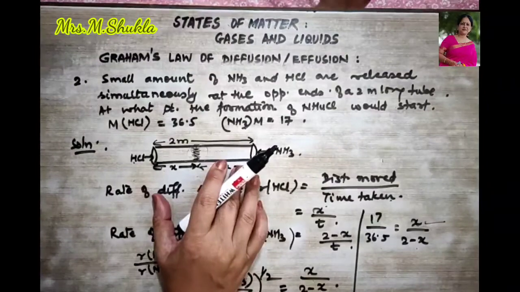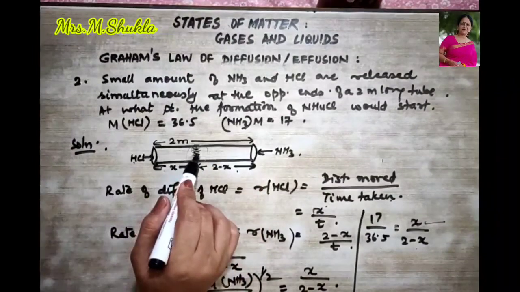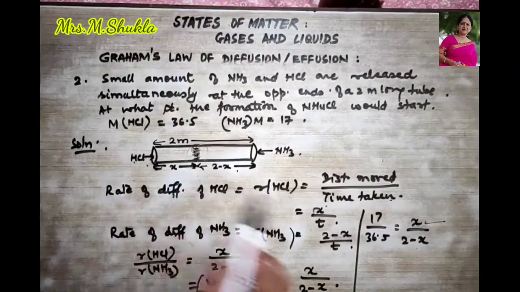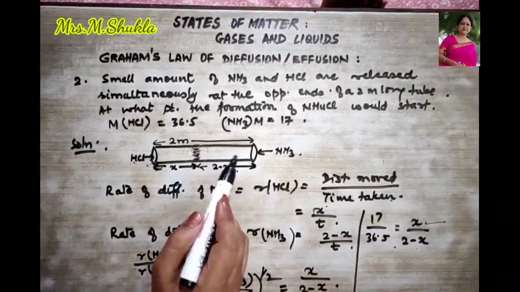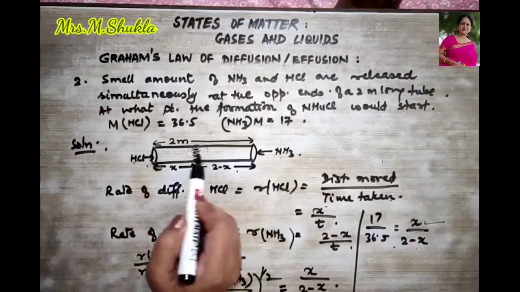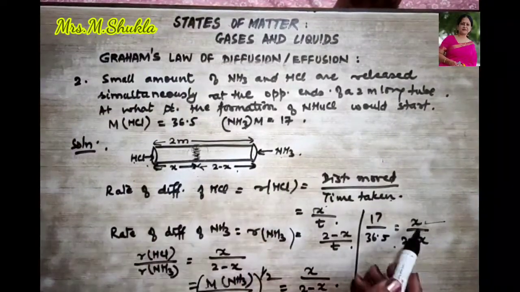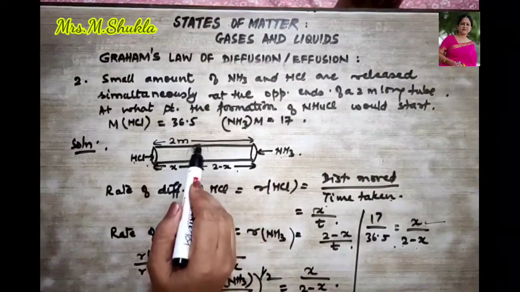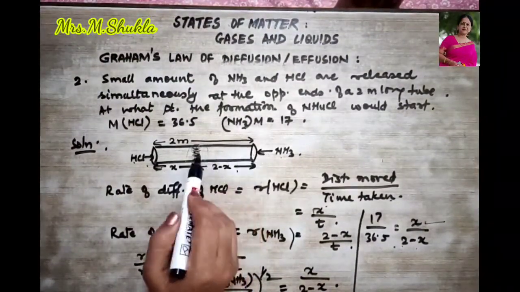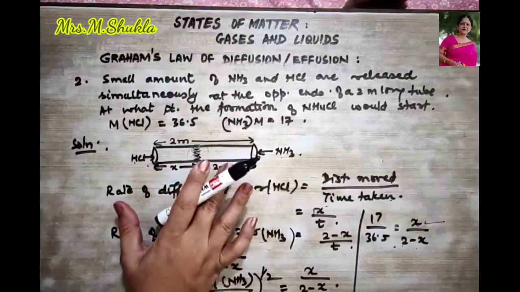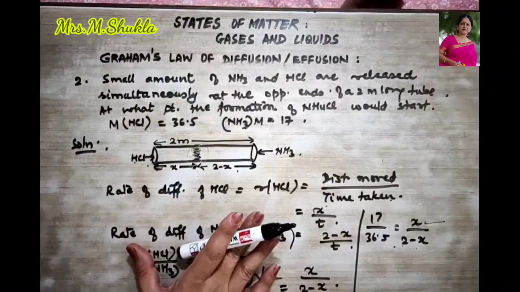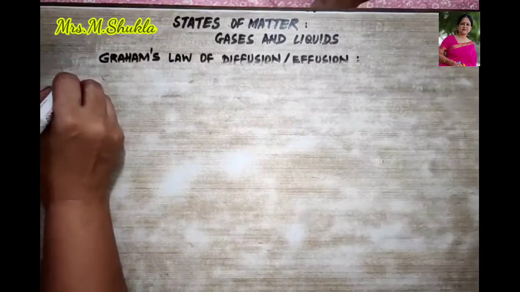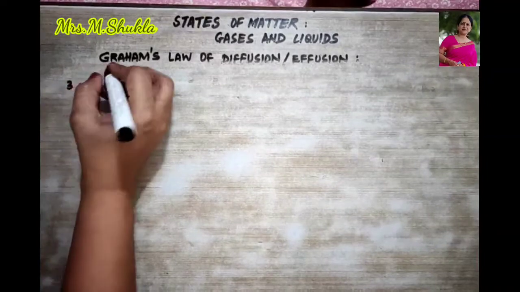Is that clear? So the formation of NH4Cl would start when HCl has moved a distance x, that you will calculate from here, and the distance moved from ammonia you get by subtracting that x from 2. That gives the distance of the formation of ammonium chloride from ammonia, inside the tube. I hope this question is clear to all of you. Now let's take another question.